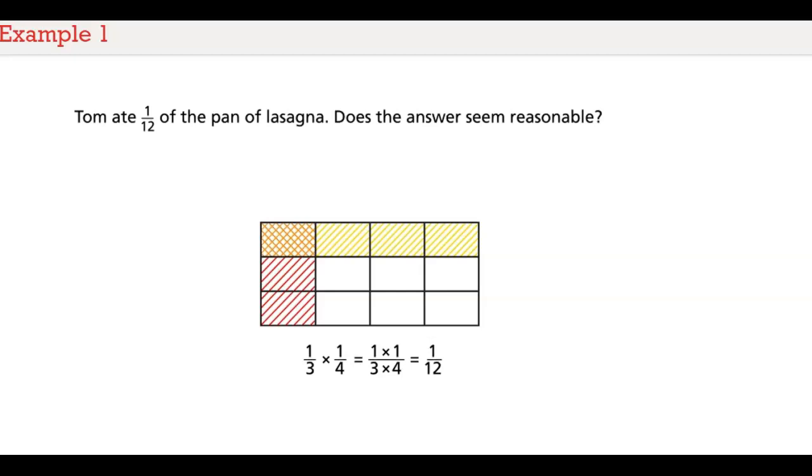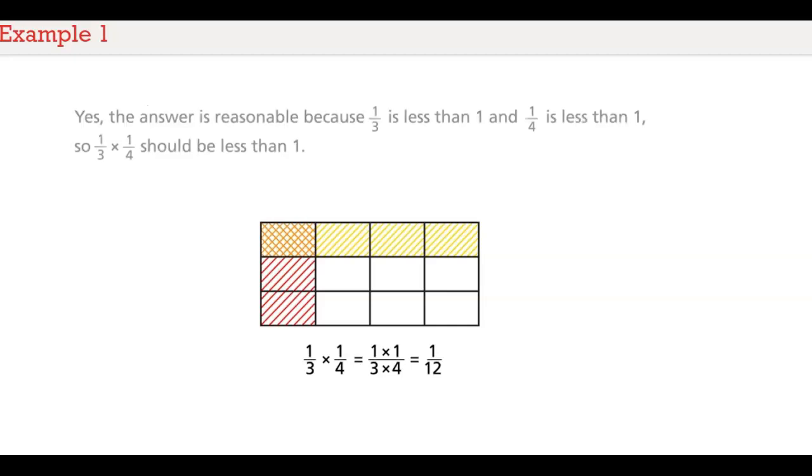Does the answer seem reasonable? Yes, the answer is reasonable because 1/3 is less than 1 and 1/4 is less than 1. So 1/3 times 1/4 should be less than 1. I hope you liked working with these fractions.